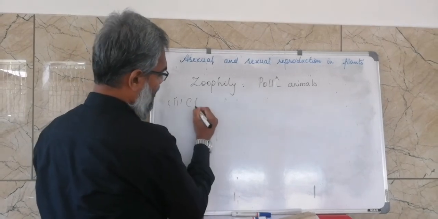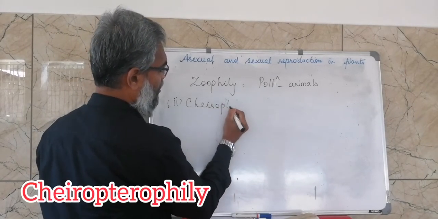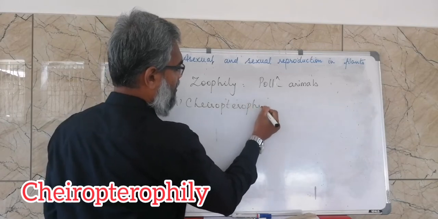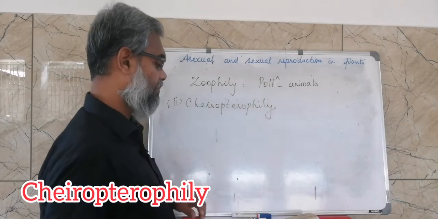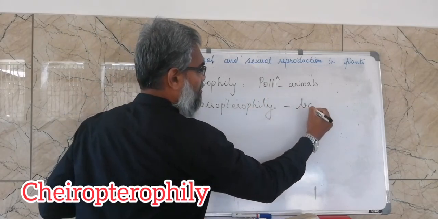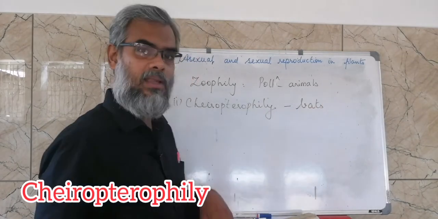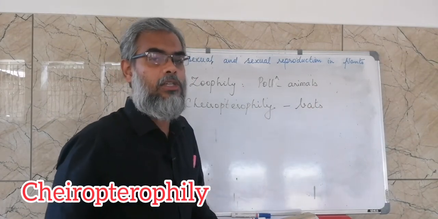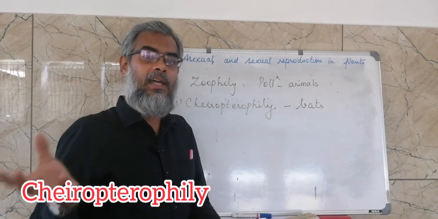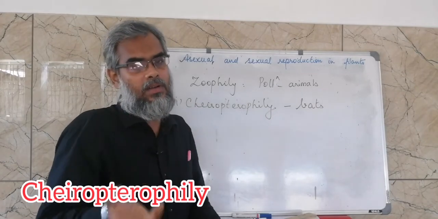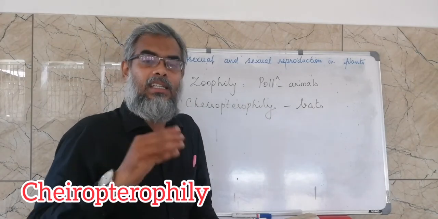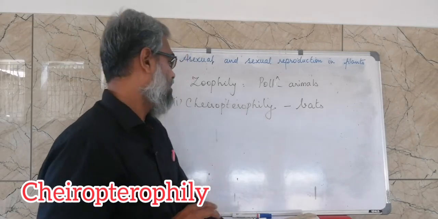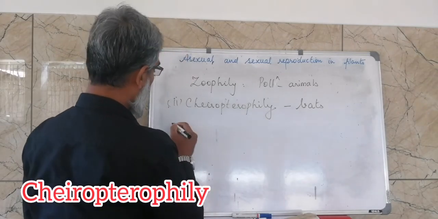Second type is there, Chiropterophily, that is, pollination by bats. Bats help when they go from tree to tree or plant to plant. They transfer the pollen grains. That is said to be Chiropterophily.